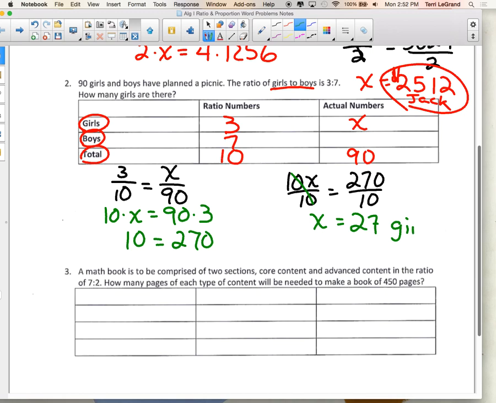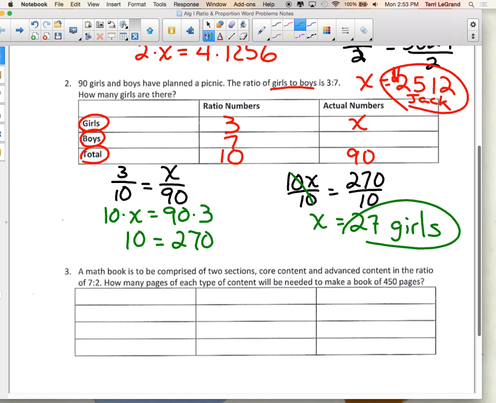Okay. Does it ask how many boys there are? No, so we only have to answer that one question. Does our answer seem reasonable? How many boys would there be? 63. There should be more boys than girls, right? According to the way the ratio started in the beginning, 3 to 7, girls to boys, less girls than boys. 27 is less than 63. Or 63, we said, right?